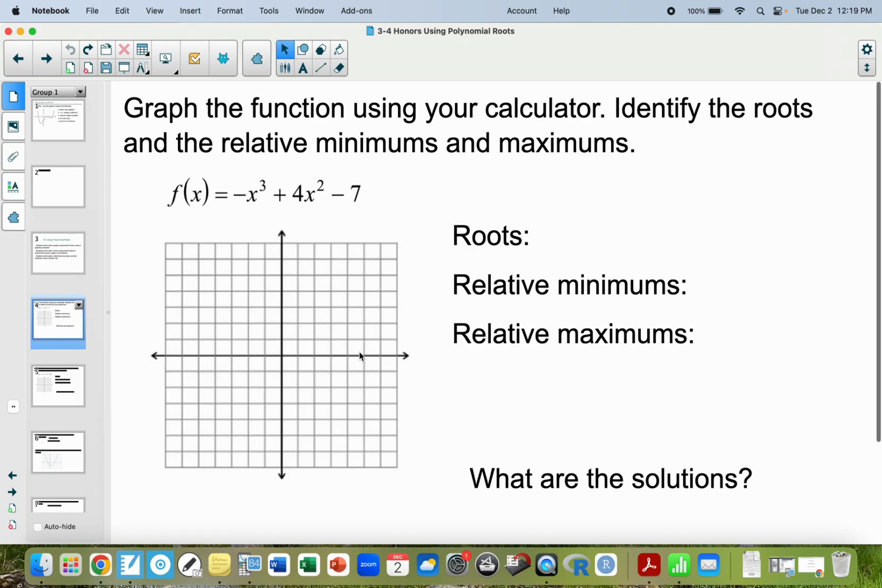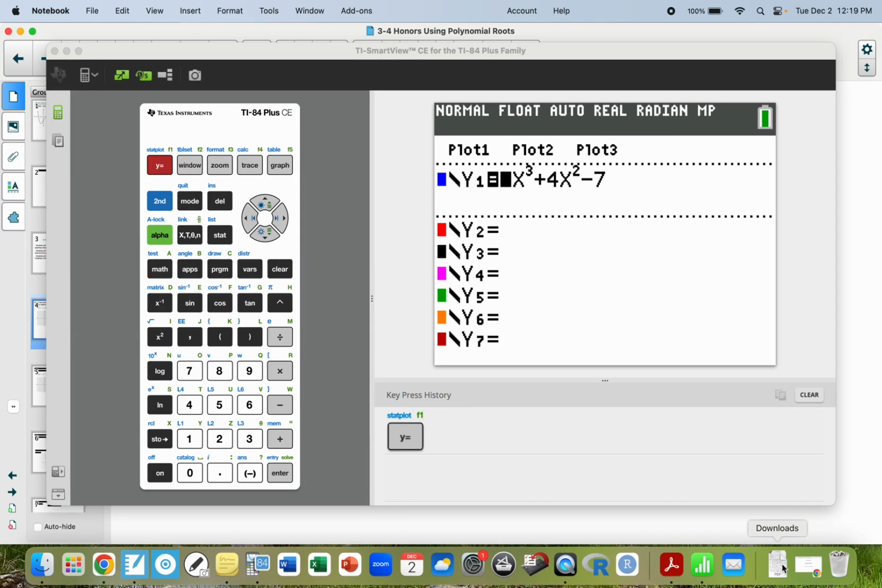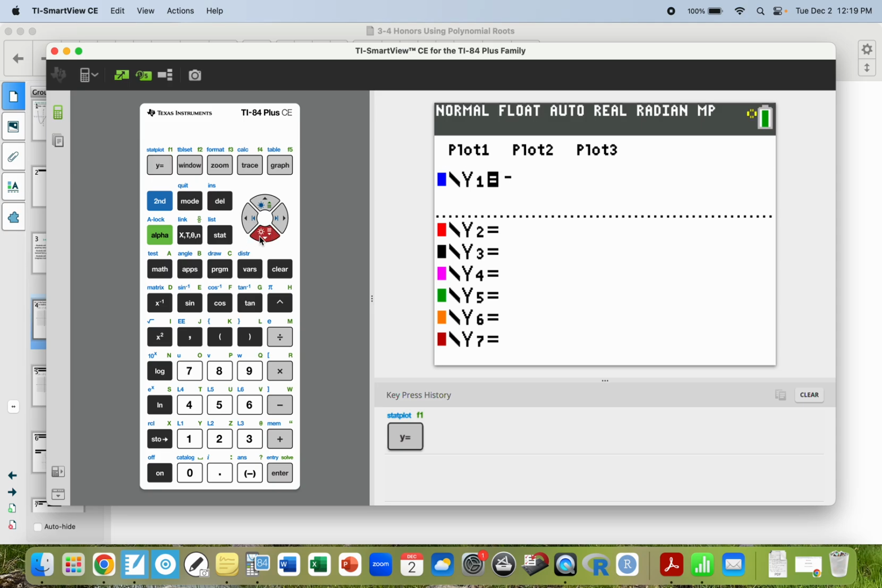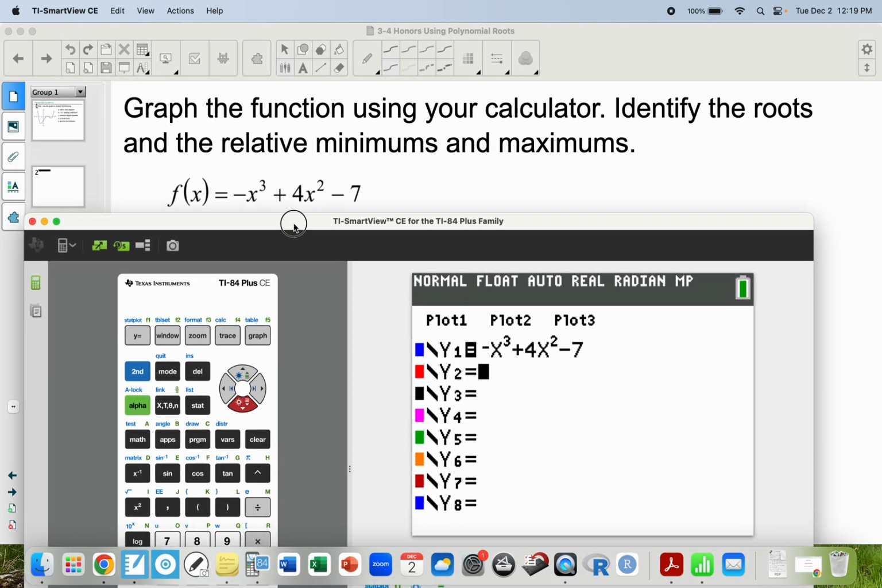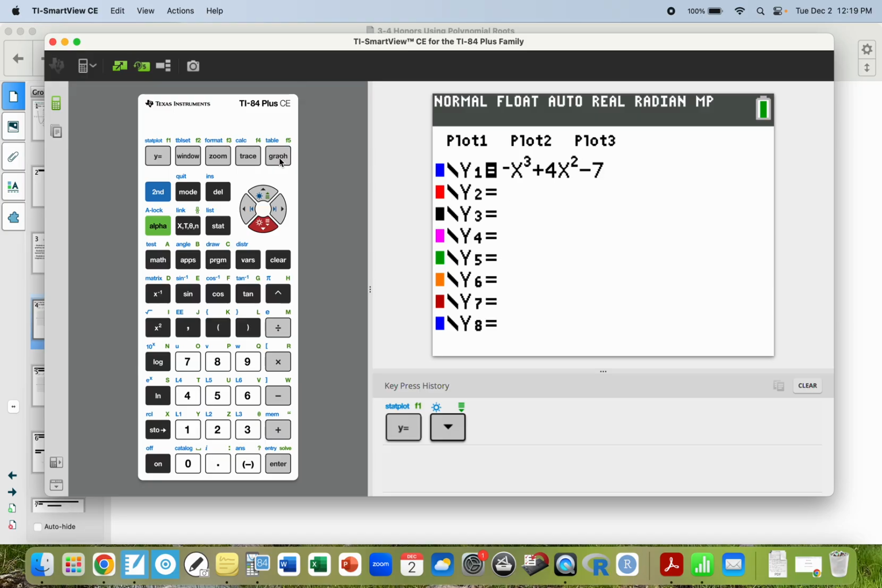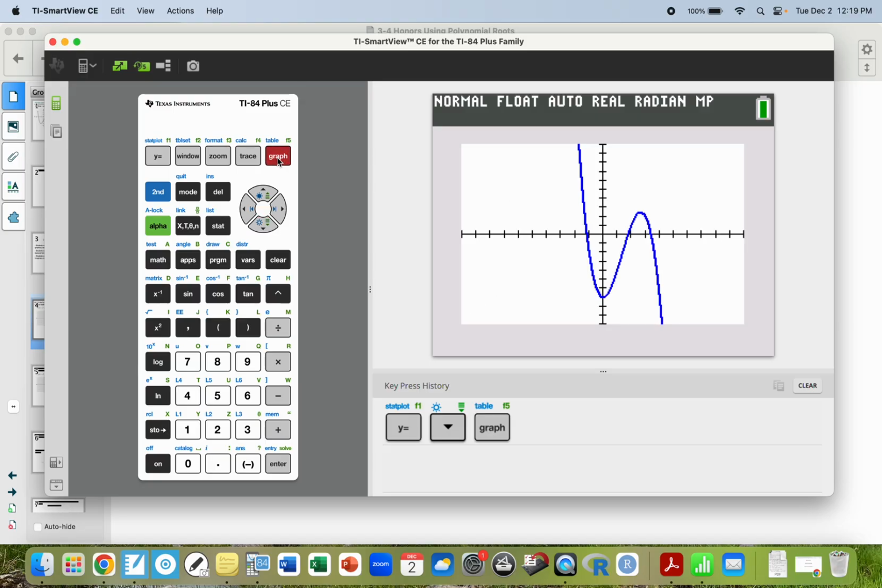Okay, so first thing we're going to do is graph the function in our graphing calculator. And it says to identify the roots, the relative minimums, and maximums. So we're going to go ahead and pull up our calculators. I typed this function into my calculator already in the y equals screen. And then we're going to hit graph. Okay, so we get the picture of our graph.